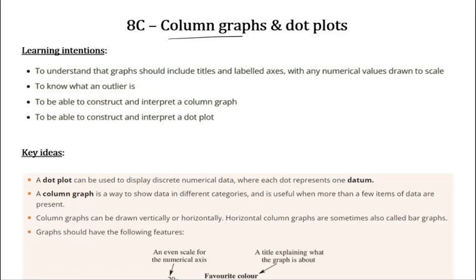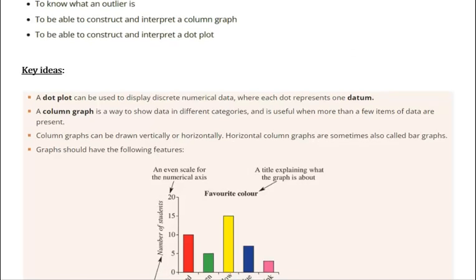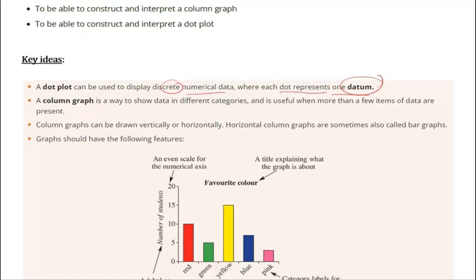We've got column graphs and we've got dot plots. So let's get into it. A dot plot can be used to display discrete, separate, numerical data, where a dot represents one datum. That's the singular of data, data.